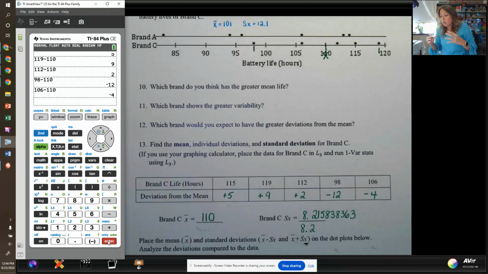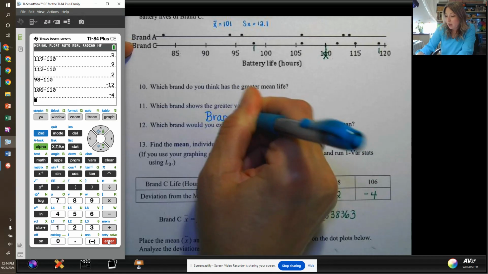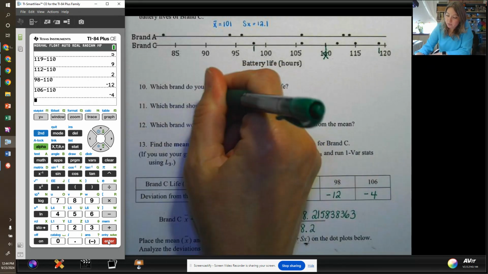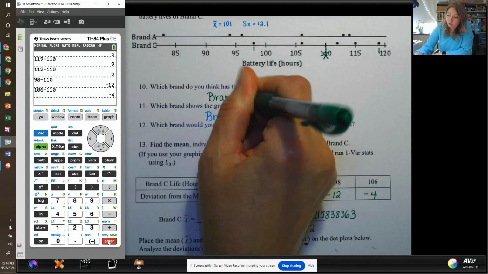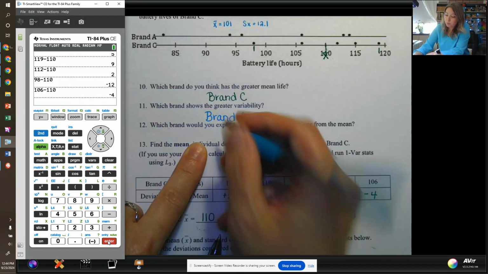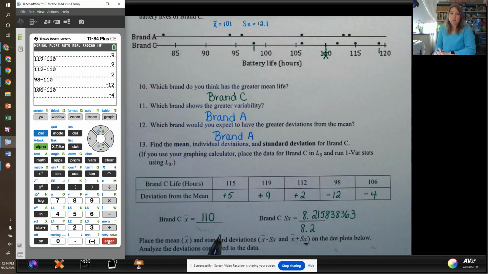So this brand C shows the least variability, and comparing these two, brand A shows a greater variability because it has a bigger range and a bigger standard deviation, okay? And we did already prove that brand C had the higher average out of the two of brand A and brand C. Has the highest average of the three, all right? And which would I expect to have the greater deviations from the mean? We already knew it was brand A because we ran the calculation on it. So I just wanted to make sure I plugged all that back in for you.